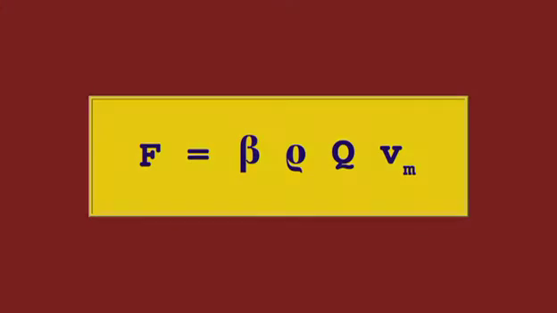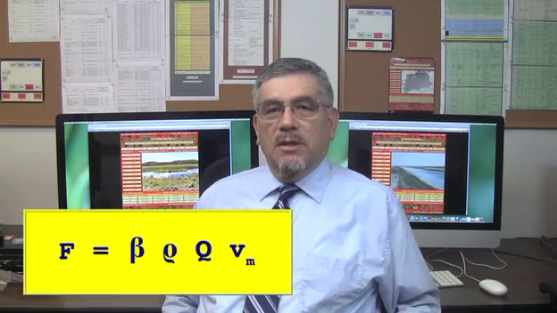As in the case of energy, the true momentum flux is somewhat greater than the momentum flux calculated based on the mean velocity. The true momentum flux is beta rho Q V sub m, in which beta is the momentum or Boussinesq coefficient, rho is the density of water, and Q is the discharge.